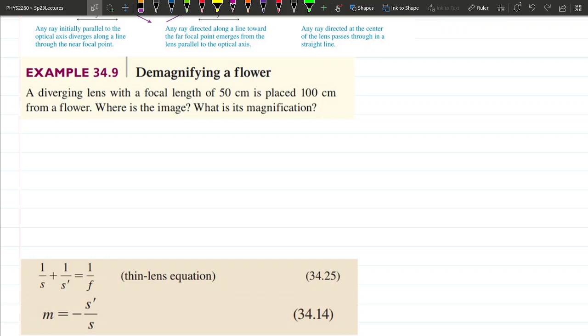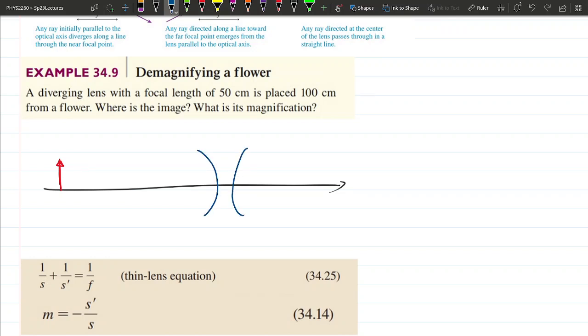So let's do this quick example before we jump into the worksheet. A diverging lens has a focal length of 50 centimeters, again, and is placed 100 centimeters in front of a flower. Where is the image gonna form, and what is the magnification? Once again, I'm gonna draw my optical axis, and then my flower is in front of here. It actually doesn't even tell you what the height is. And we have a diverging lens that's going to be kind of far away from it.